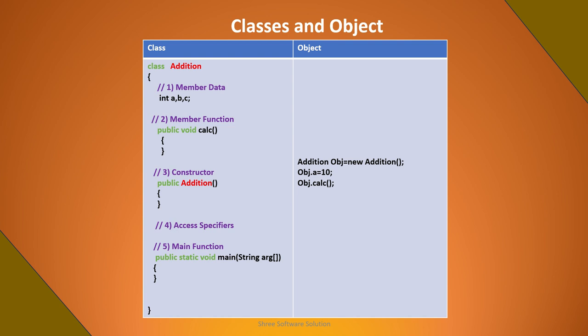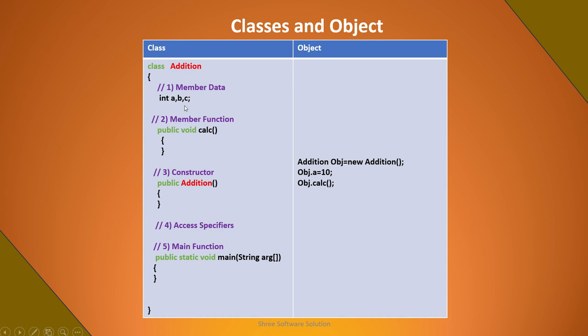We also need to create the main function. Without the main function, we cannot execute the program. In Java we use public static void main with a String argument within the parentheses, like that we have to write the main function. I've just written the syntax. So all this code we can write inside the class.